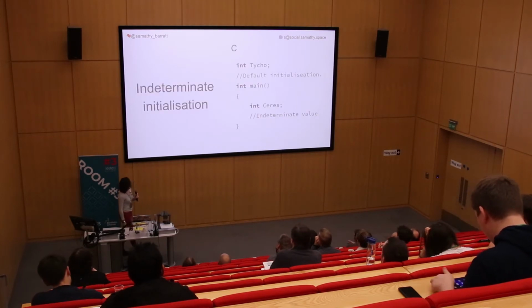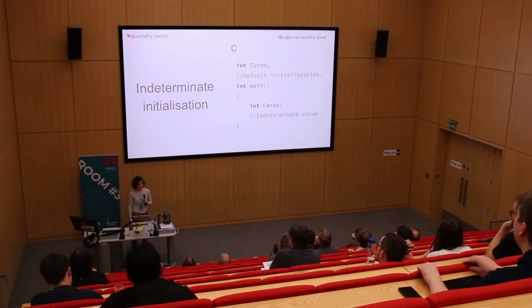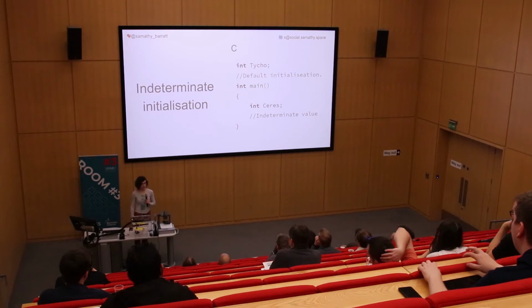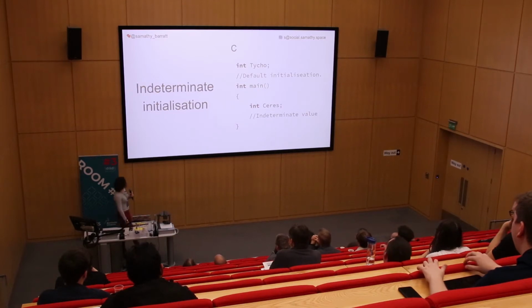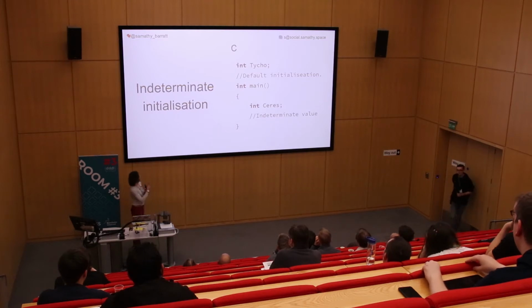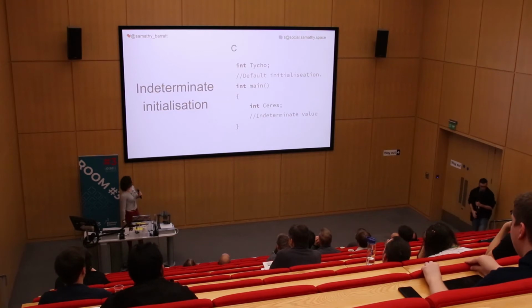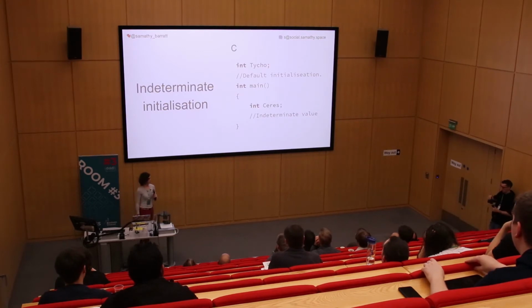So in C, we can initialize variables. Variables must have a type. So we've got two integers here. They're just straight integers. One of them is defined in the global scope, and the other one is defined inside the scope of the function main.